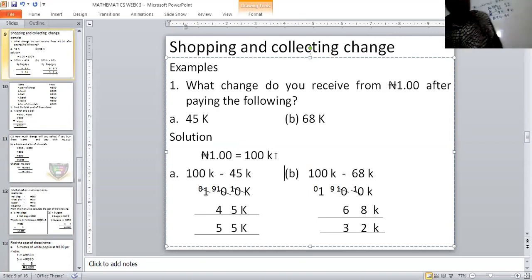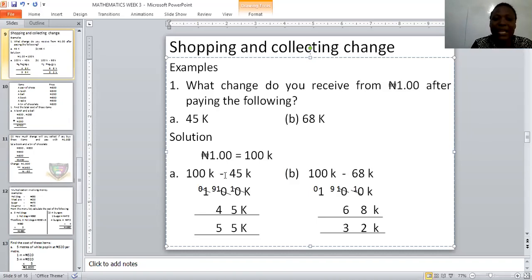100 kobo take away 45 kobo. You have 0 take away 5, which is not possible. You go to the next one, which is 0. Oh, I cannot borrow from 0. I will go to the next one, which is 1. I will borrow into this one so that this 0 is my neighbor. I can't jump from one house to the other. I have to follow protocol.